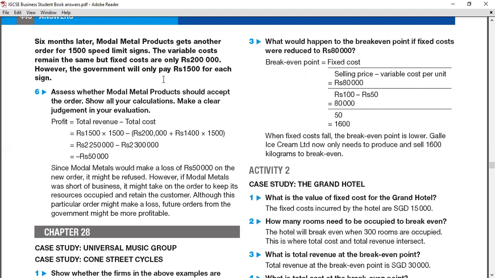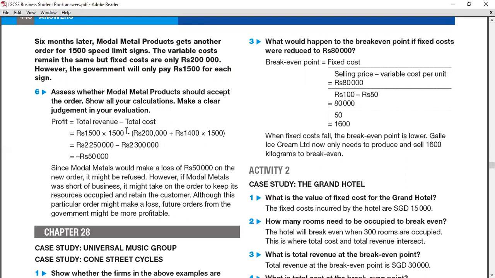However, the government will only pay not 2,500 this time, but 1,500 for each sign, because you can't negotiate with the government. They are the ones who actually decide the price, like tender prices, right? That's why the government is not paying 2,500 this time. They're saying, okay, if you want the order, we'll give you 1,500.